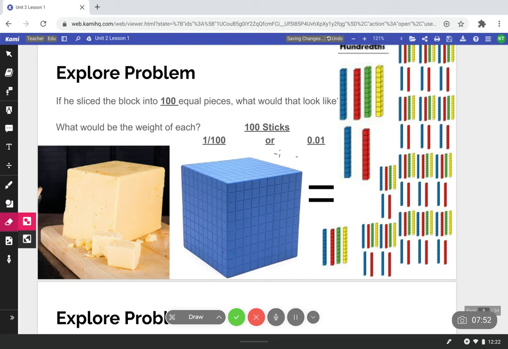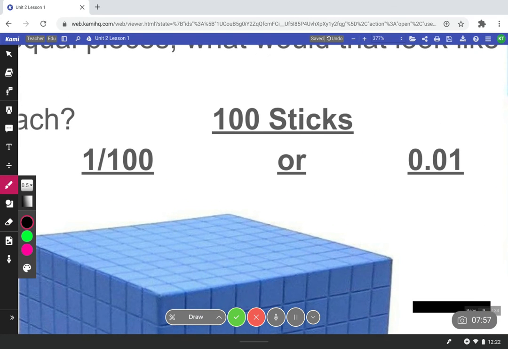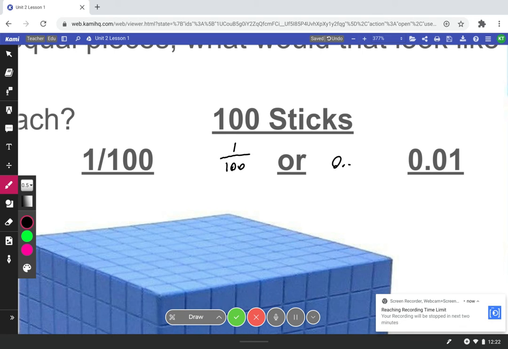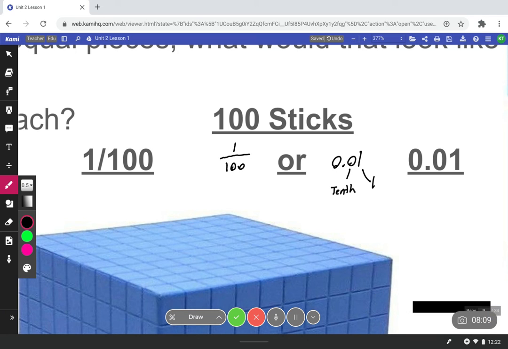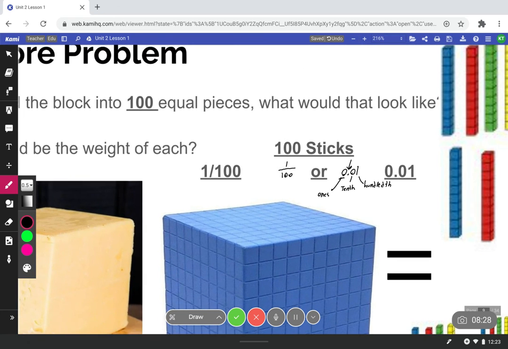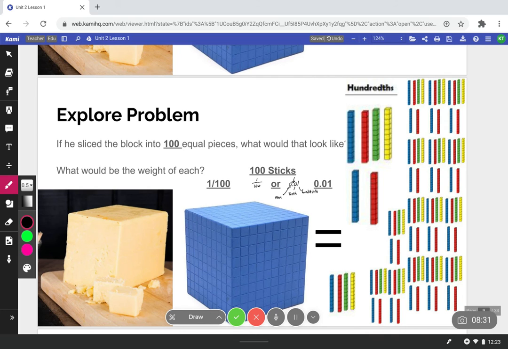But how would we represent 1 out of 100? Remember, we can do it decimal or fraction. We can do 1 out of 100, or we can do 1/100ths. So that's the tenths place, 100ths place. This one right here, that's the ones, because it comes before the decimal. So we have 1/100ths. Each piece, if we make it into 100 equal pieces, would be 1/100ths of 1 pound.